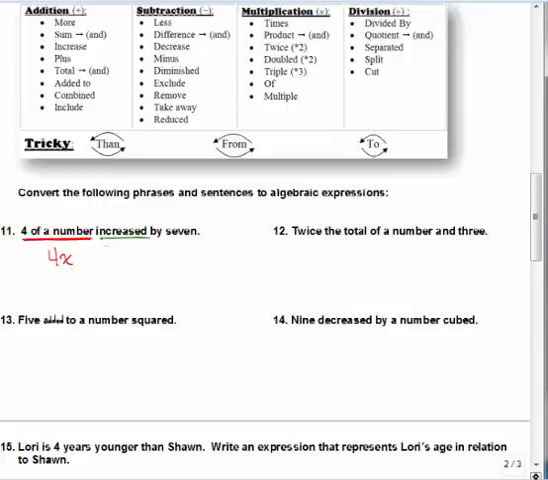And then I have to increase it. If you look carefully, increase is plus. And then 7 right there, so increase by 7. So I just wrote left to right.